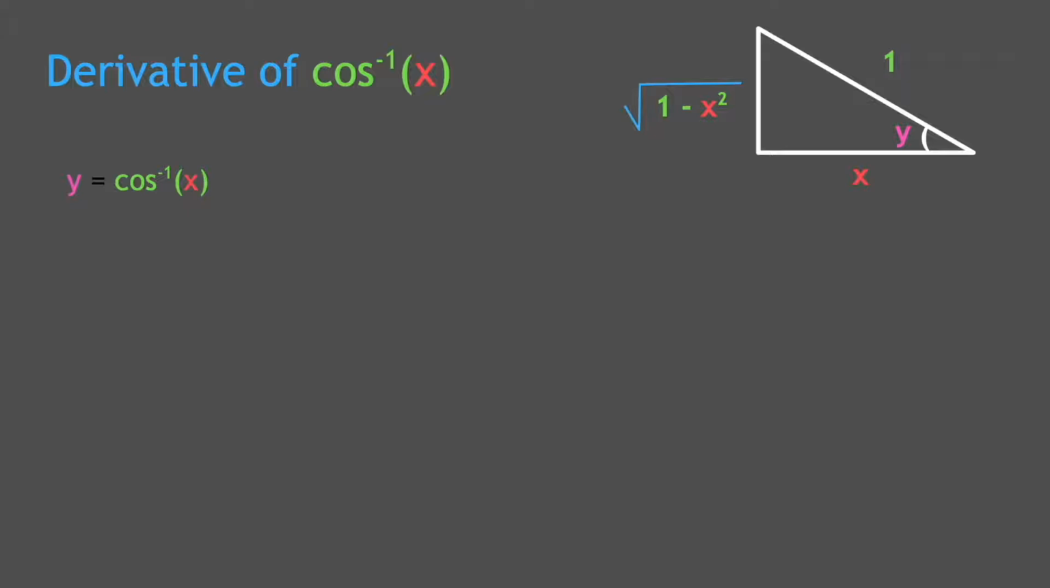From here, we can solve for x and get the cosine of y is equal to x, and take the derivative of both sides. What we're going to have is negative sine of y times dy over dx being equal to 1.